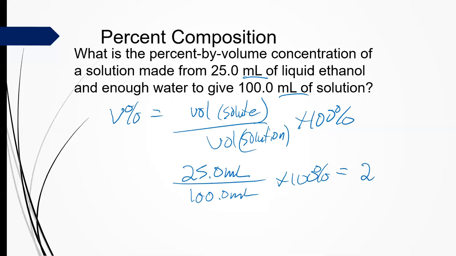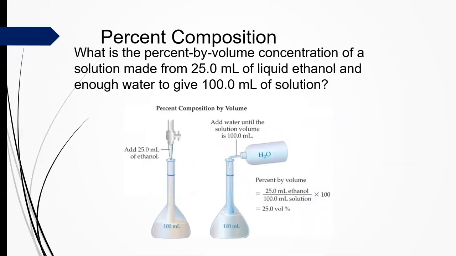So we're going to be 25.0% by volume. Now, the reason why it's phrased the way that it is is because when you mix two solutions or two volumes of liquids together, sometimes their total volume is not going to be equal to the sum of their parts.